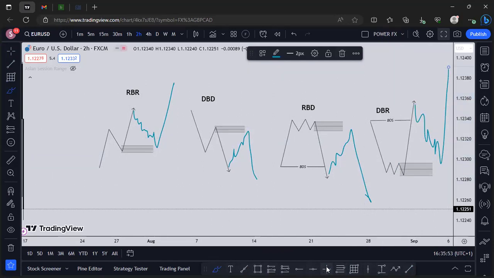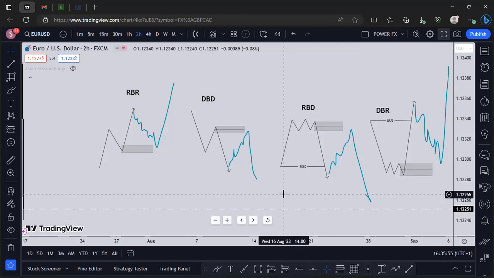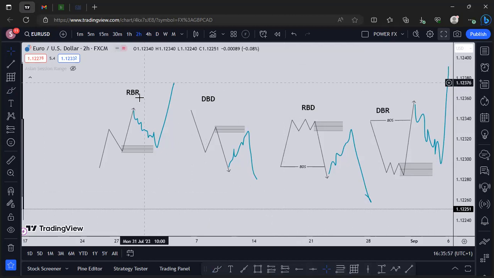So this is the four types of supply and demand we have. We have the rally base rally, which is for a continuation trend. When a trend is going to the upside, you see a trending market making a series of higher highs and higher lows. What we'd always be looking out for is the base. We're always considering the base, not just any base, but the base that caused the previous break of structure.